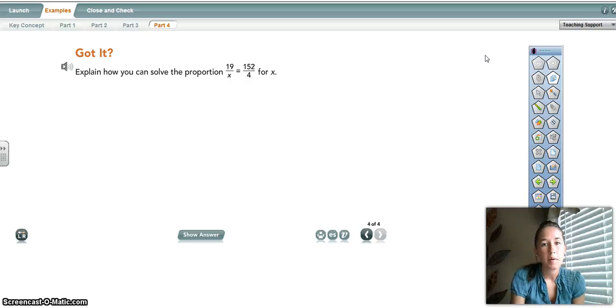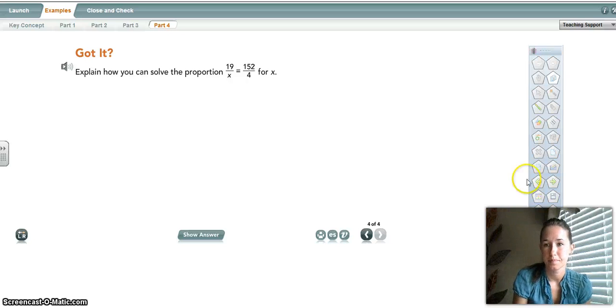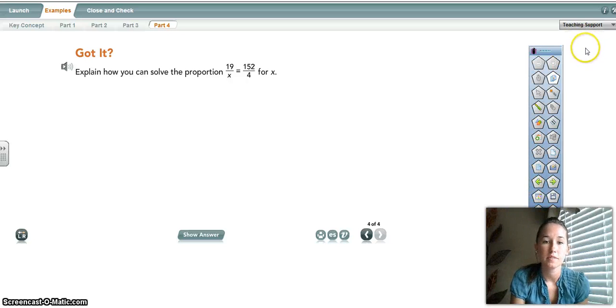Explain how you can solve the proportion for x. Go ahead and try it. We are just going to cross multiply. We don't have a situation to think about, just practicing the steps. Pause the video and see how you do.